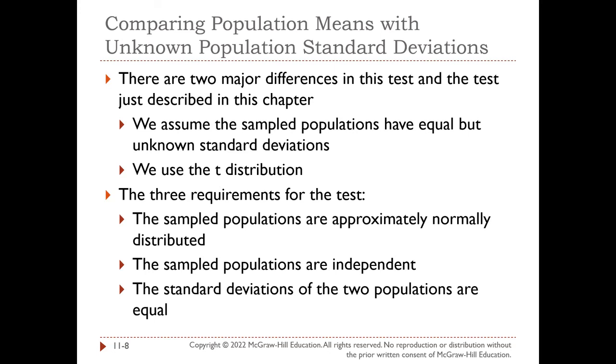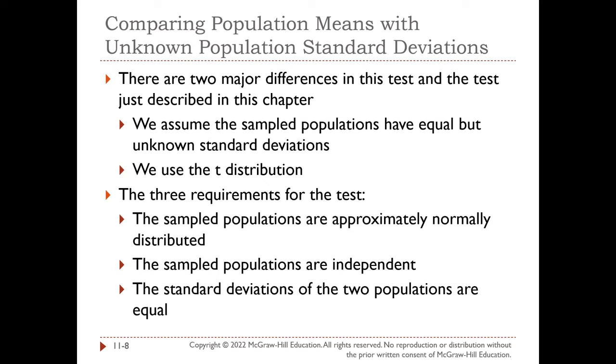Okay, let's look at our good old t-value, which is coming up with unknown population standard deviations. So there are 2 major differences in this test and the test that's described in this chapter. We assume the sample populations have equal but unknown standard deviations. So again, t-distribution.